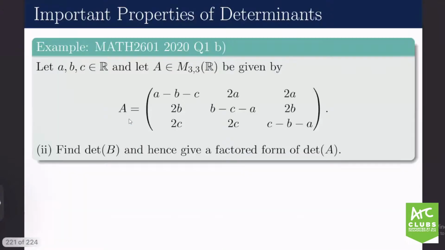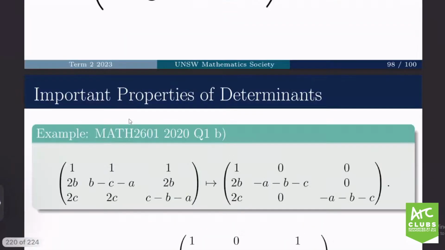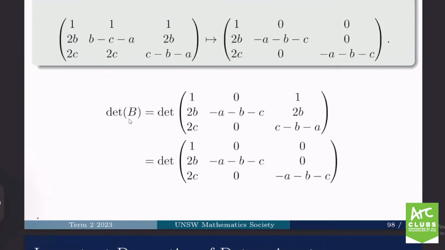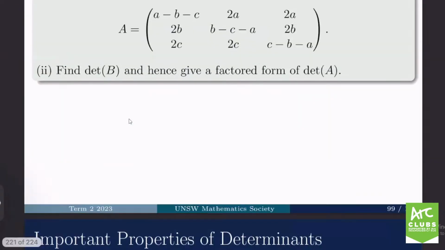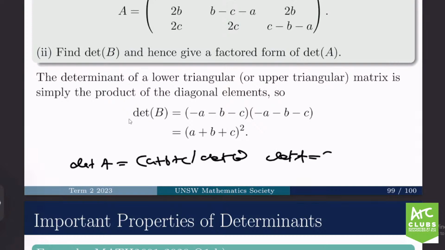Now, in order to find the determinant of B, you can see that we have a lower triangular matrix. So all we need to do is multiply the three diagonal entries together. If we multiply those diagonal entries together, we'll get A plus B plus C squared. And now remember that the determinant of A equals A plus B plus C times the determinant of B. And so the determinant of A equals A plus B plus C cubed.